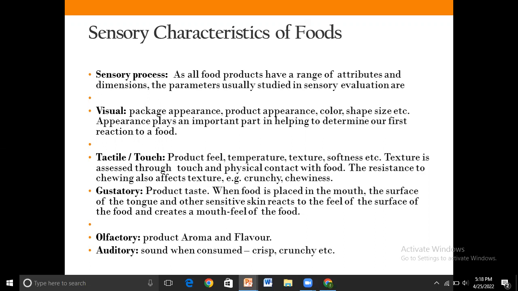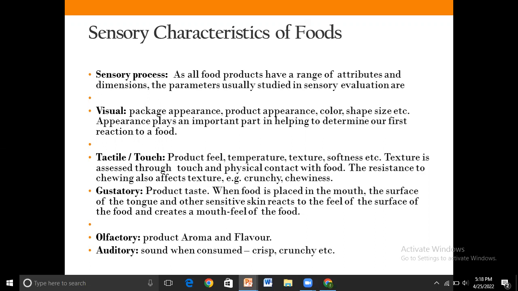Gustatory is something to do with the taste of the food. So the term is gustatory. It refers to taste sensation. So when a food is placed in the mouth, naturally the tongue will react, and you will feel the taste of the food.